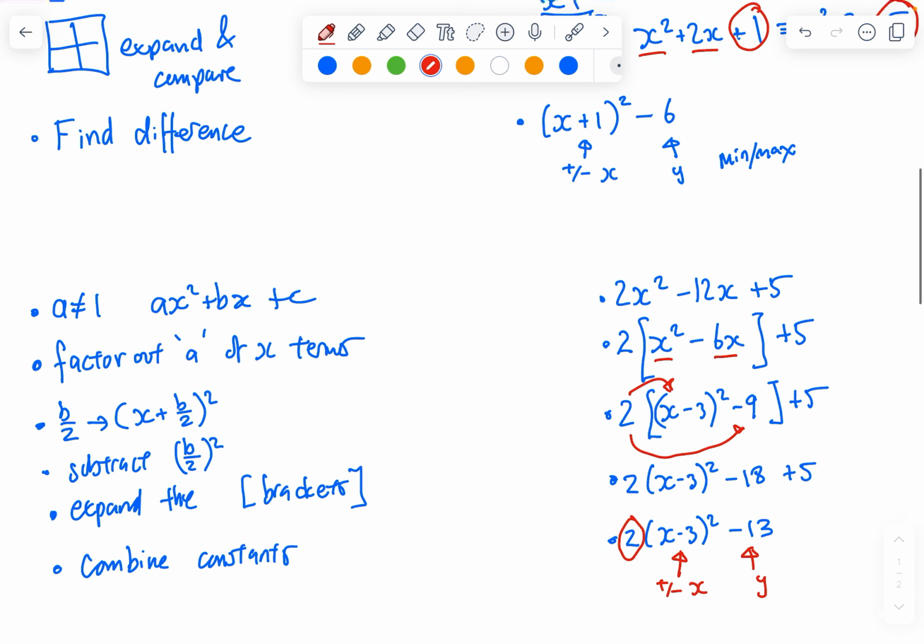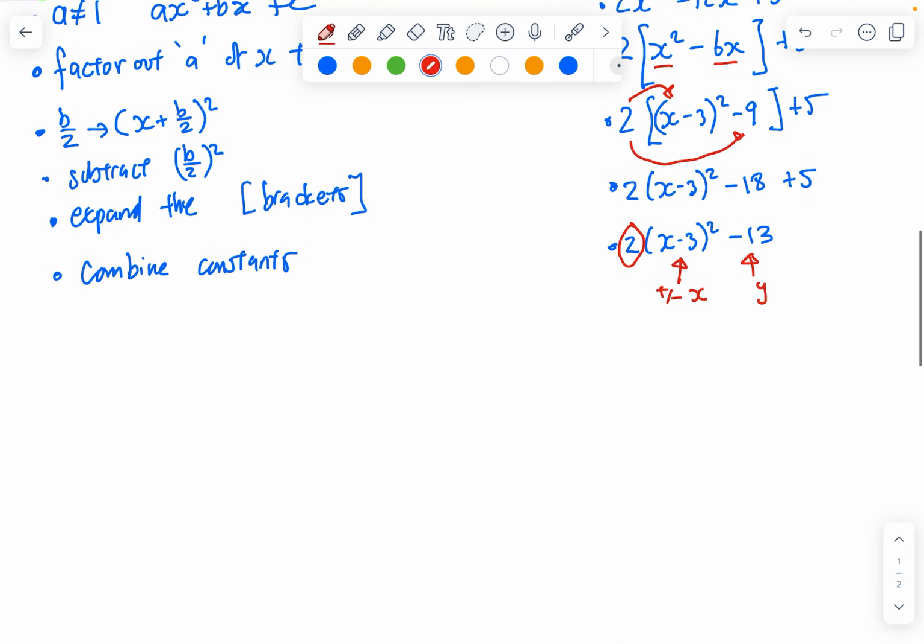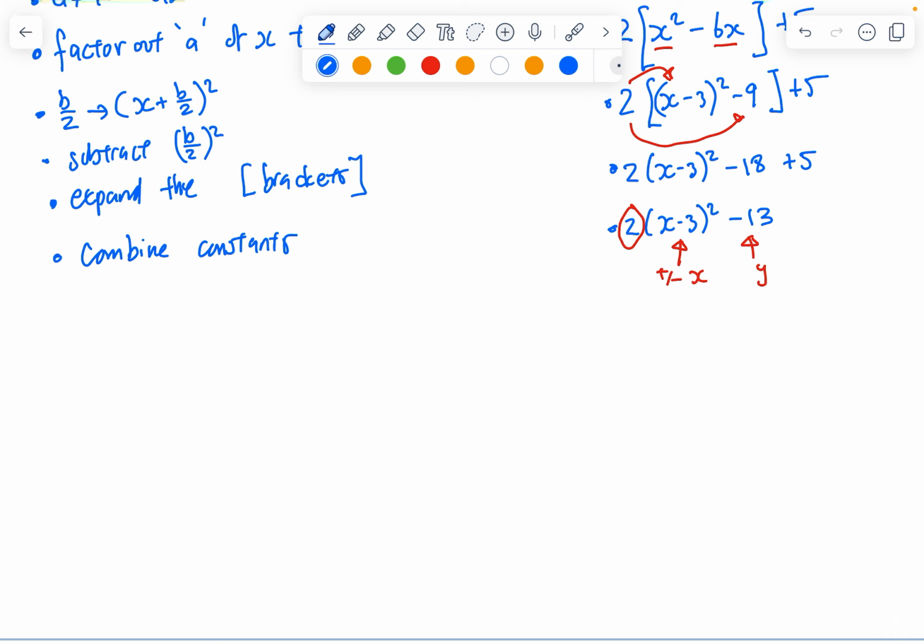Okay, the last one is 5x minus x squared. So again, just a slightly different example again. So I've got no b term. Okay, there's no term in the middle. So I've got 5x minus x squared. Okay, well, I can't do what I did before because I can't take half of b, because there is no b.